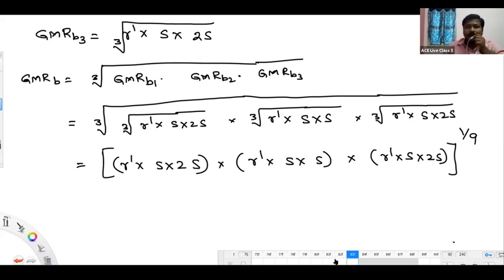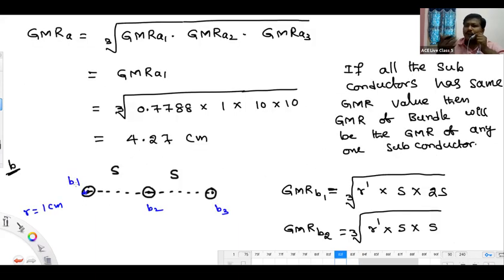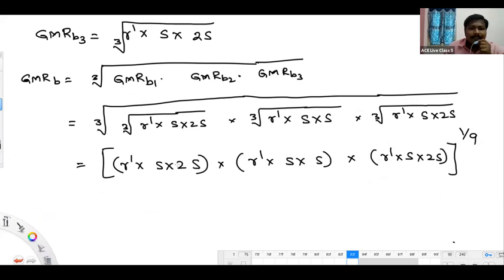Tell me now, what are the distances of the B1 conductor? Forget about cube root and all. Self, R dash; B1 to B2, yes; B1 to B3, how much? 2s. So R dash into S into 2s. These are the distances of the B1 conductor.